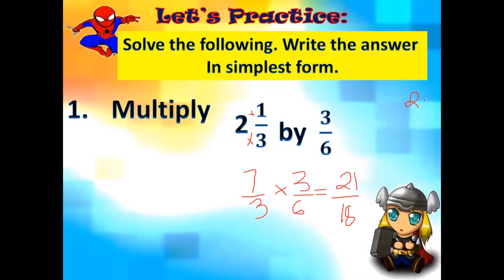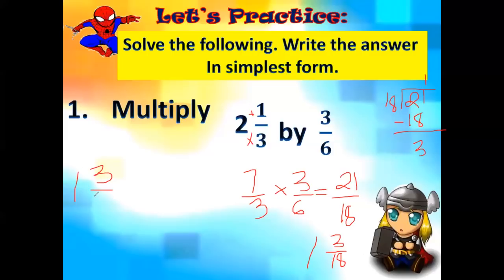So again, improper, so simplify it. So 21 divided by 18. Okay, so 21 divided by 18 is 1. So 1 times 18 is 18. Then 21 minus 18 is 3. So we have the answer 1 and 3/18. What have you noticed with our fraction? So yes, our fraction is not yet in lowest term. So we need to simplify this. So we have 1 and 3/18.